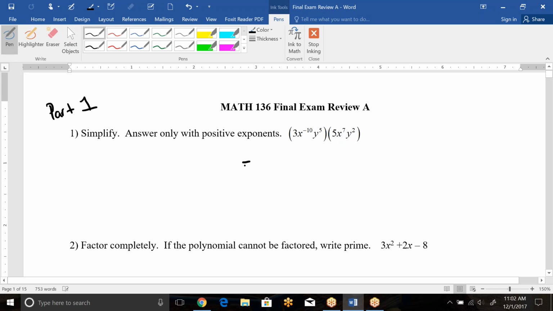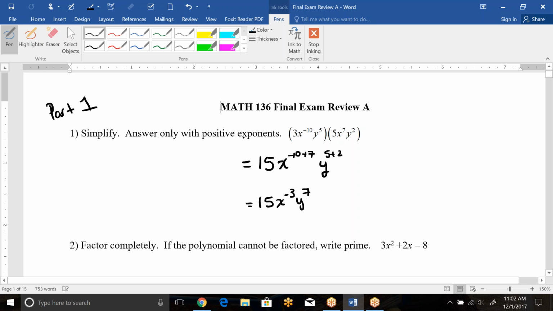So 3 times 5 would be 15. X to the negative 10th times x to the 7th, we add our exponents, so that's going to be negative 10 plus 7. And then y to the 5 plus 2 for those two exponents. So this is 15x to the negative 3, y to the 7th.